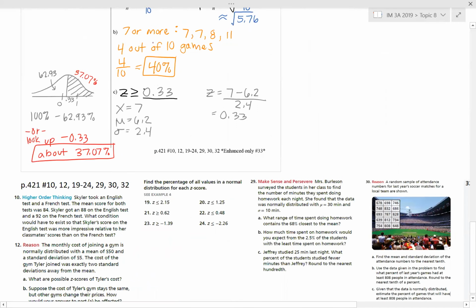So if I think about my answers for B and C and compare them, B was using the actual data, 4 out of the 10 games. C was given knowing that it's a normal distribution. So if I were to play more games, it should fit the same curve, and that would give me a better idea of how many games out of 20 I would have if I were to continue this data. So 37 is a good estimate of 40, and we can see how they are related there.